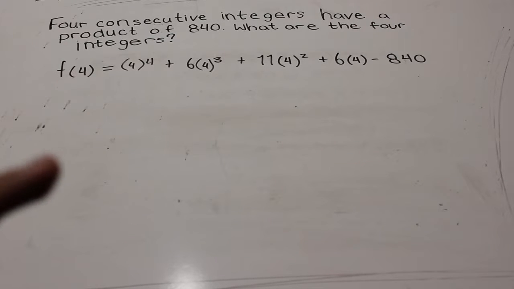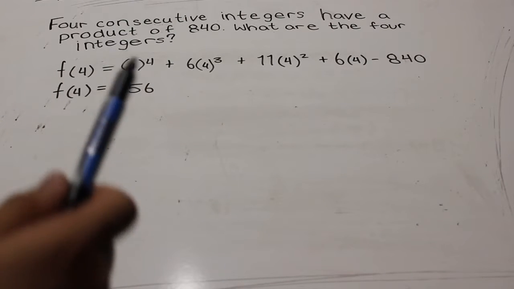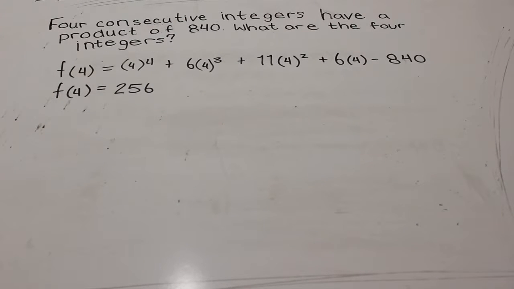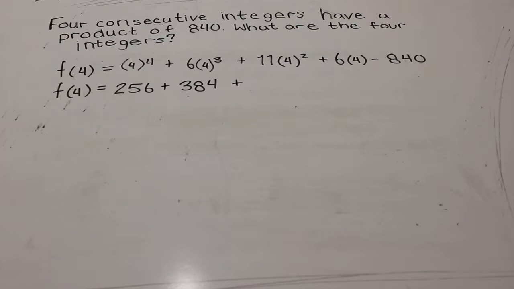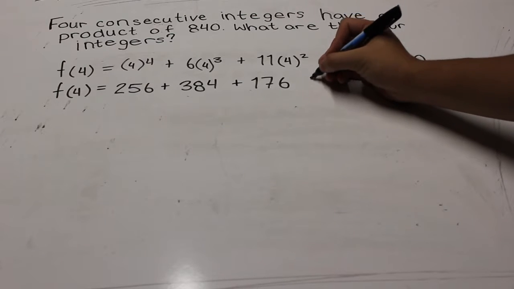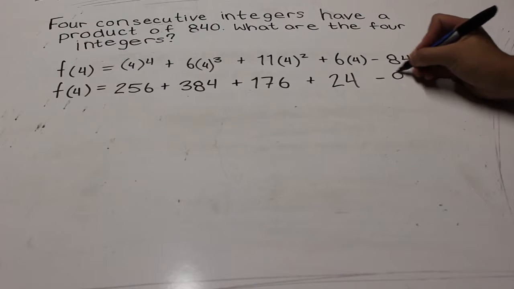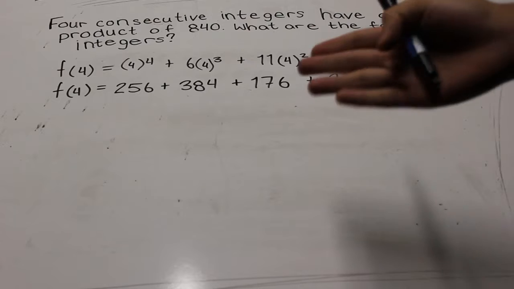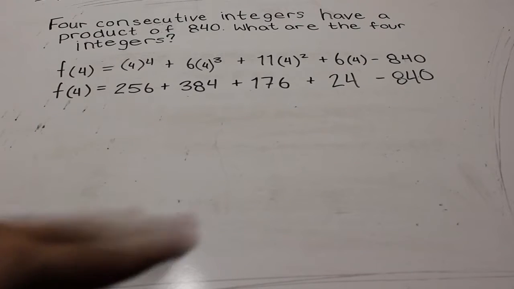4 to the exponent of 4 equals 256. 4 to the exponent of 3 times 6 equals 384. 4 squared times 11 equals 176. 6 times 4 equals 24. And then bring down the minus 840. Okay guys, time to bring out your calculators and calculate that up. If you do your math correct, this should equal 0.